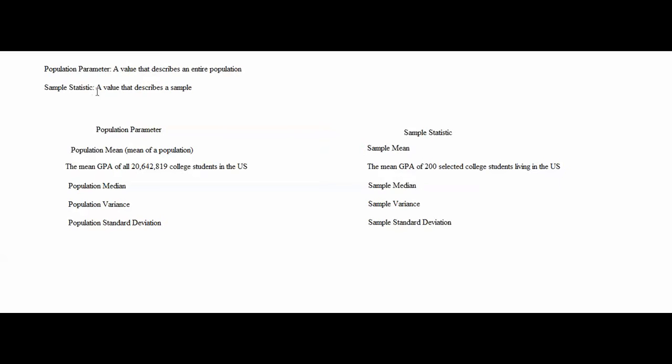And there's actually symbols that are used for these different values. All of the population parameters have a Greek symbol. The symbol for a population mean is the Greek letter mu, which looks like a U, and it's pronounced this way. We don't talk about median. The symbol for a variance is sigma squared. That Greek letter is called a sigma. And a population standard deviation is just sigma.